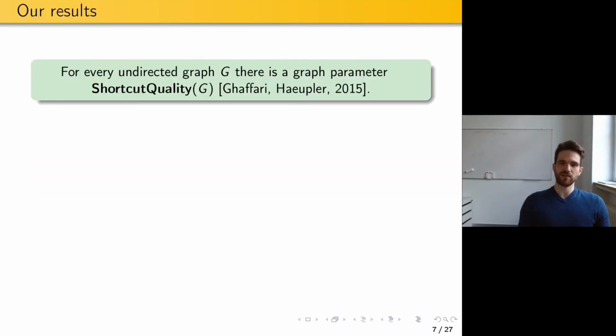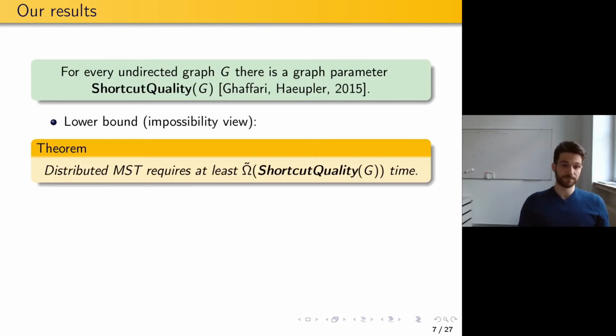So let's dive into these results a little bit more precisely. Well, the graph parameter in question is the so-called shortcut quality of G. Now this parameter was actually defined in prior work by Ghaffari and Haeupler in 2015. However, it wasn't known at all back then that it had anything to do with the lower bound, and it also was not known that it actually works in every graph G.